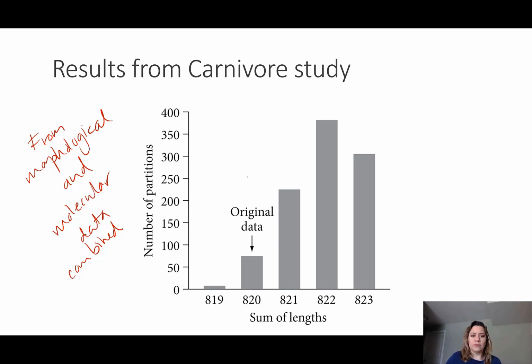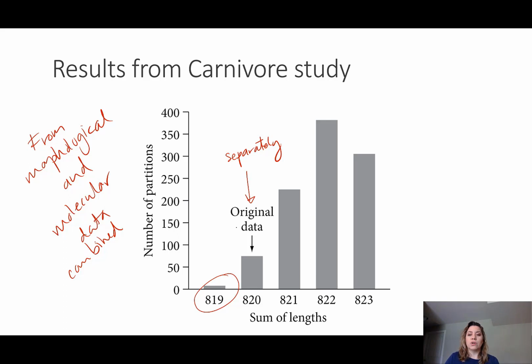So this was when the two partitions were run separately, but when you sum those two tree lengths together, they give you 820. So let's say the morphology tree was 30 steps and the molecular tree was, say, 790 steps. That would give us 820. You will notice that something interesting happened. When these data were combined, look at this. We actually got a couple of trees that were shorter than the original separately run partitions.